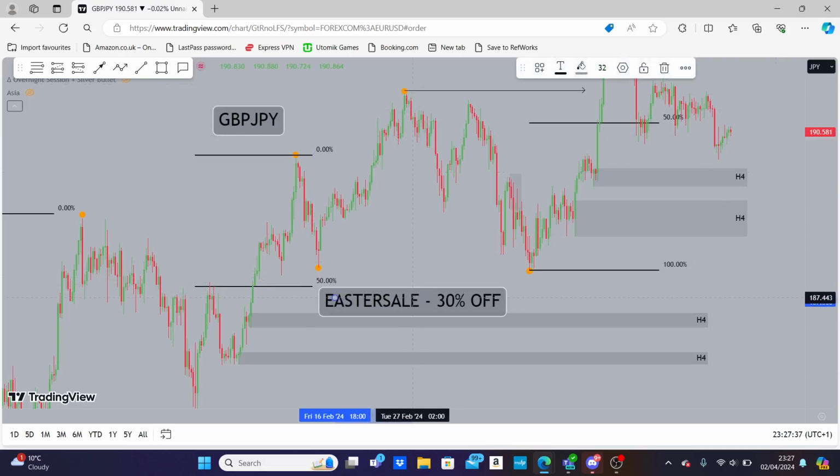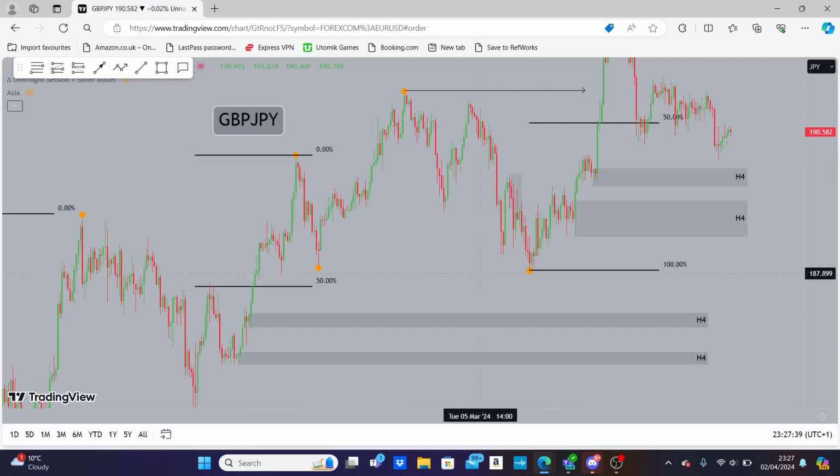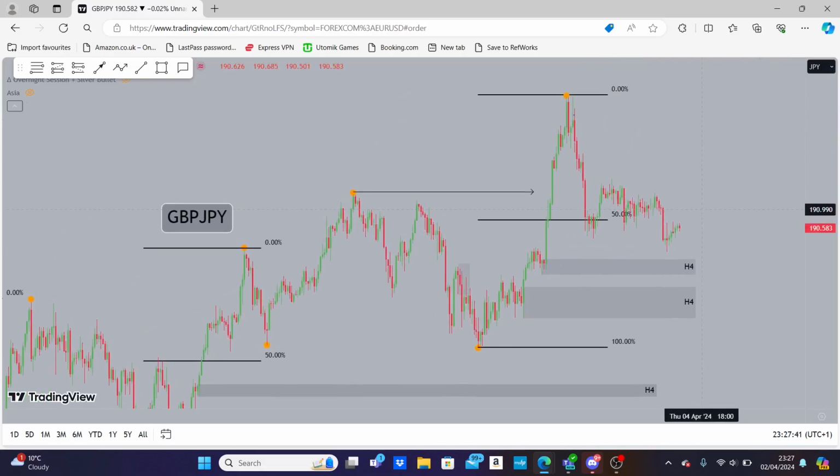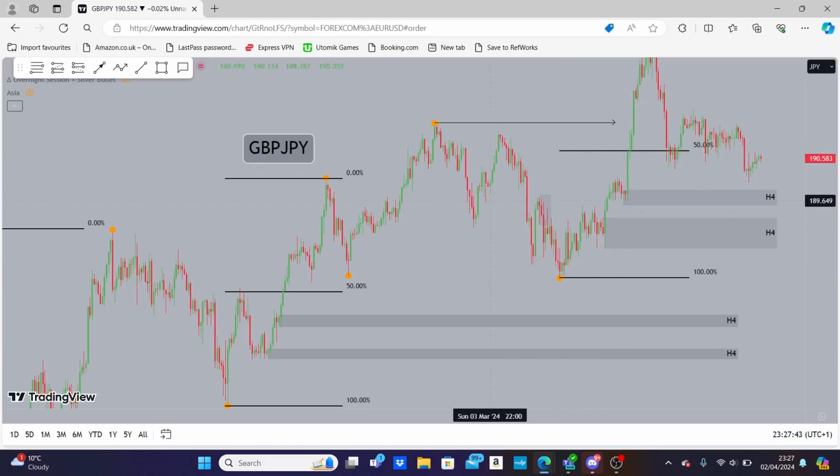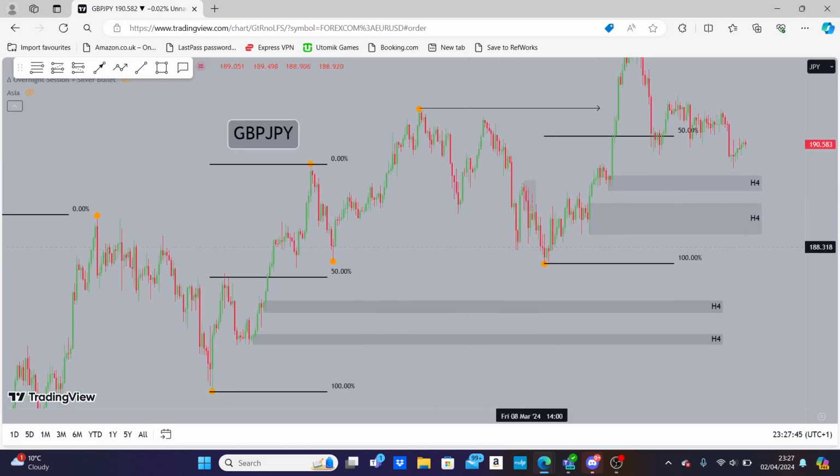So with that out of the way, let's have a look at GJ. So GJ here currently is giving us our bullish structure. We're focusing on a trade specific case study down here.